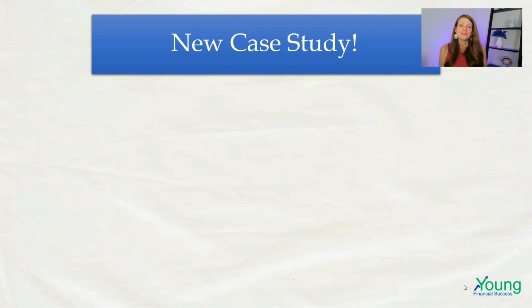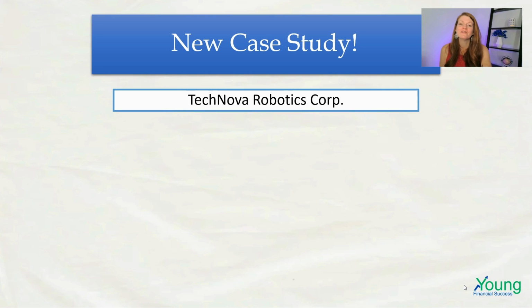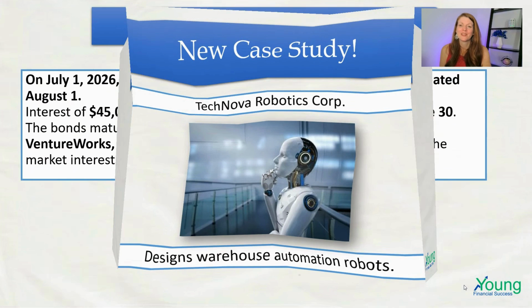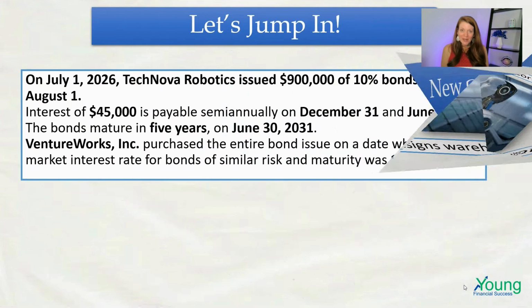So for each of my chapters, I like to have a different company that we cover, and whenever we dig into those examples, we're using that company. So our company for chapter 12 is TechNova Robotics Corp. They design warehouse automation robots. So that's the company we're going to see throughout chapter 12. All right, so let's jump right into an example.